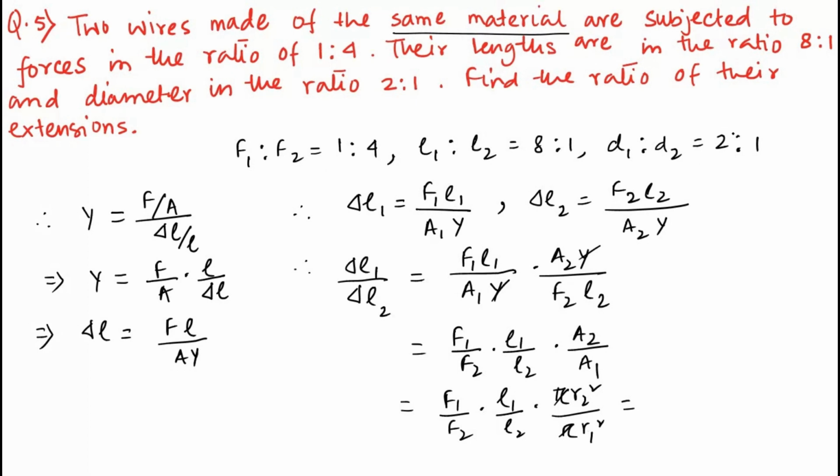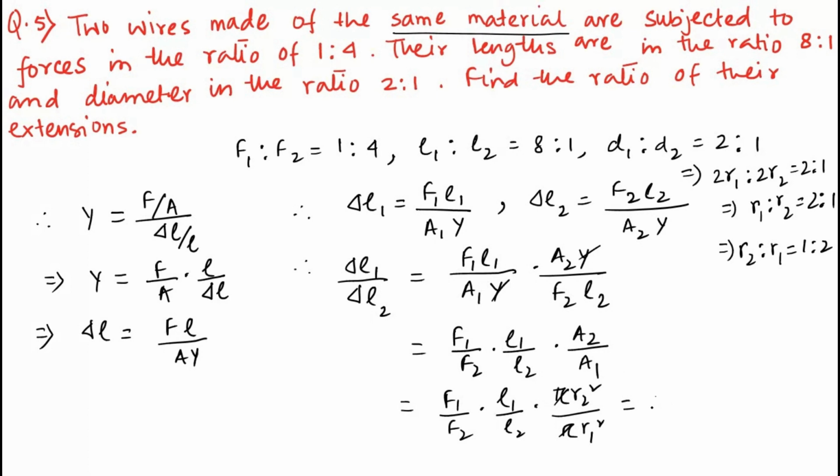But we know that diameter means basically twice of radius gives us diameter. That means here 2R1 is to 2R2 is equal to 2:1. That means R1 is to R2 is equal to 2:1 as well. So we are going to use that formula. So from here, if you take R2 is to R1, which is 1:2. So just substitute all the values in this equation.